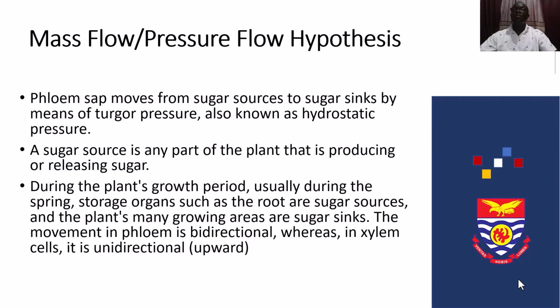Phloem sap moves from sugar sources to sugar sinks by means of tubular pressure, also known as hydrostatic pressure. A sugar source is any part of the plant that is producing or releasing sugar. But during the plant's growth period, usually during the spring, storage organs such as the roots are sugar sources, and the plant's many growing areas are sugar sinks. The movement in phloem is bidirectional, whereas in xylem cells it is unidirectional, that is upward.